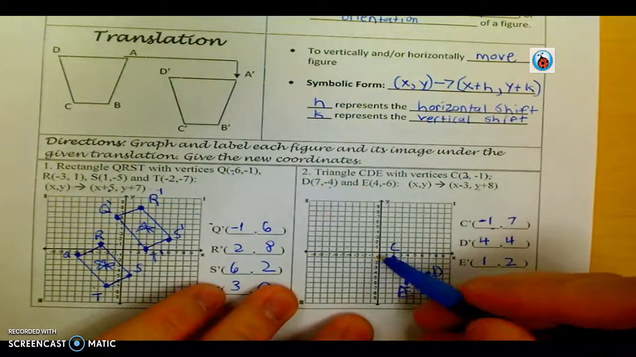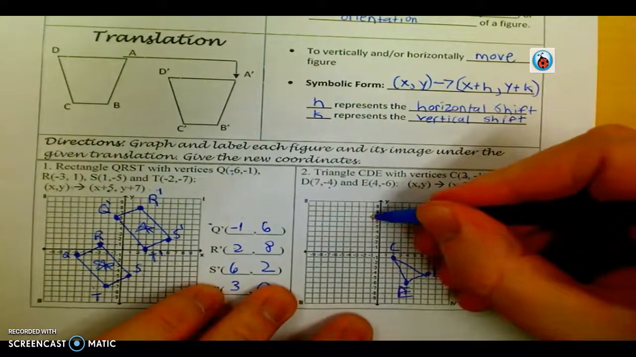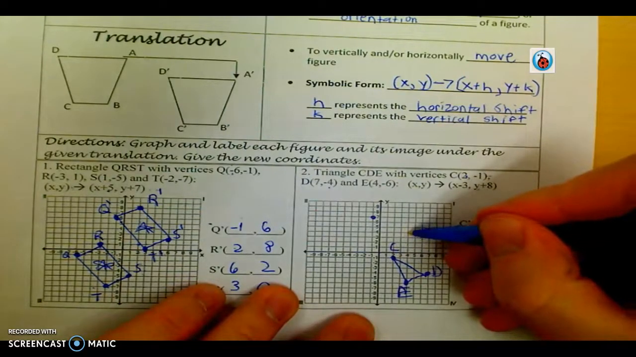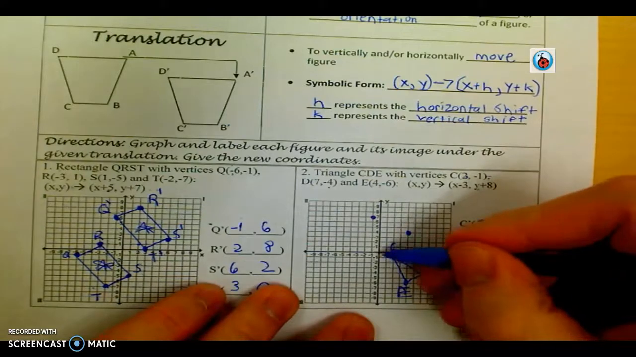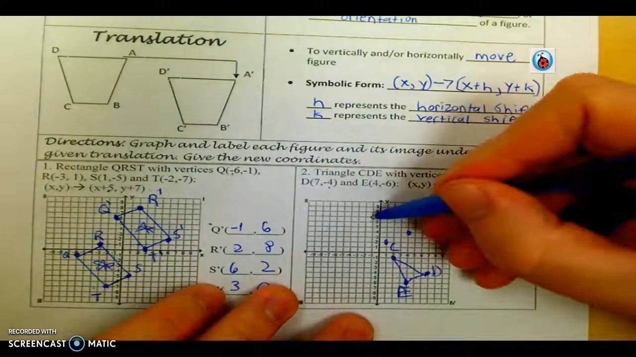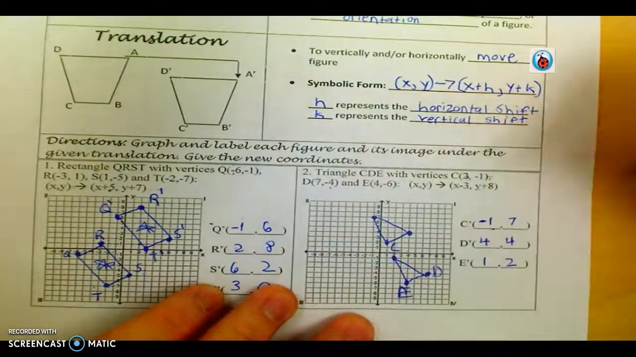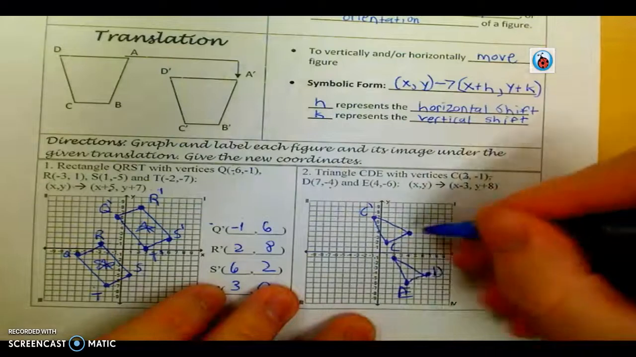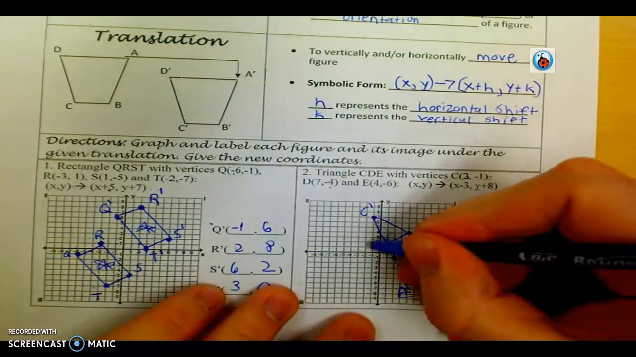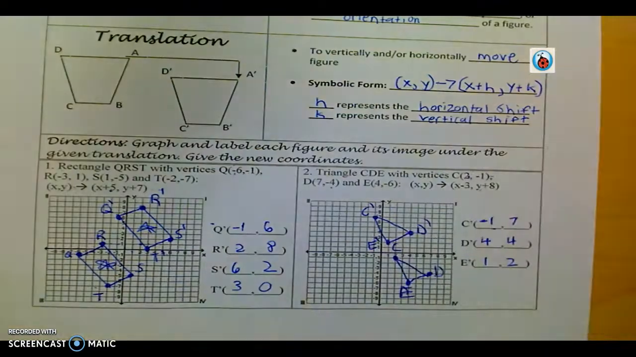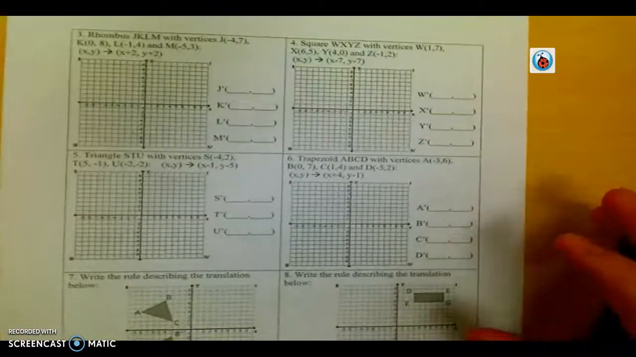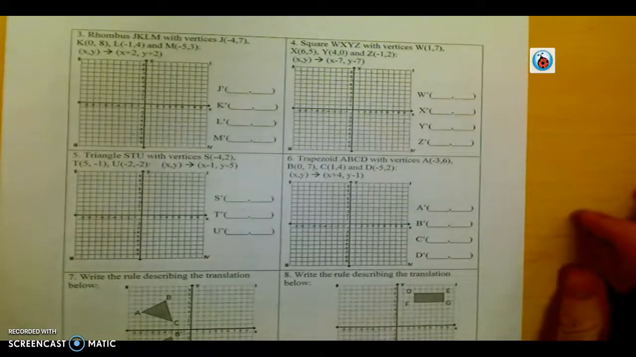So when I graph it, I go left 1, up 7. 4, 4 is right 4, up 4. And 1, 2 is right 1, up 2. This is my new triangle. This is C prime, D prime, and E prime. Awesome. So we flip to the back. I would like you guys to attempt 3, 4, 5, and 6. You can come get it checked with me when you are done.